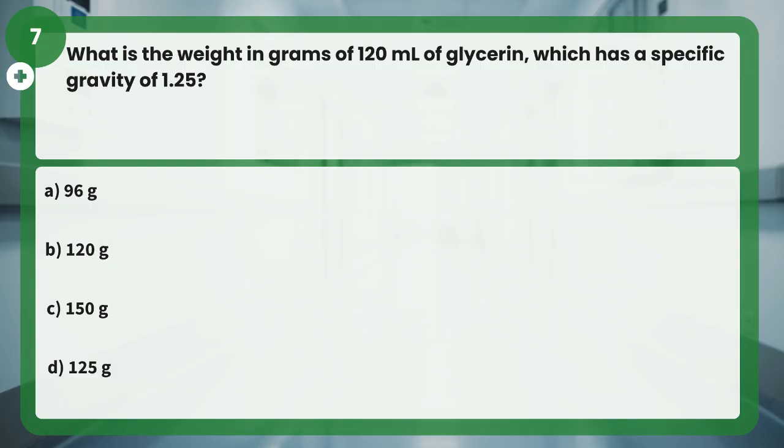Question 7. What is the weight in grams of 120 milliliters of glycerin, which has a specific gravity of 1.25? A. 96 g. B. 120 g. C. 150 g. D. 125 g.